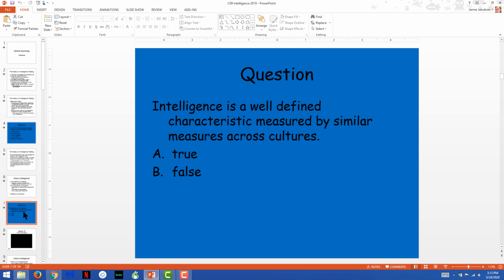But that gets us back to this basic question. Intelligence is not well defined, and it most certainly is not measured by similar measures across cultures unless you take one measure and insist on using it across cultures. But each culture that exists may define intelligence in slightly different ways, and as a result, you'll wind up with many, many different definitions of intelligence.